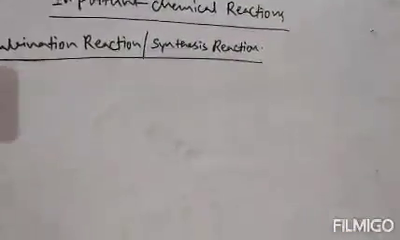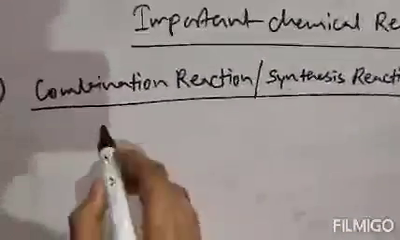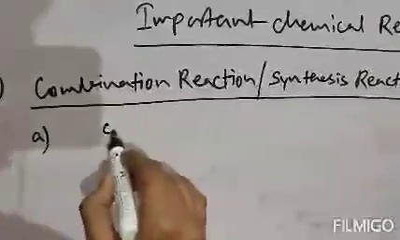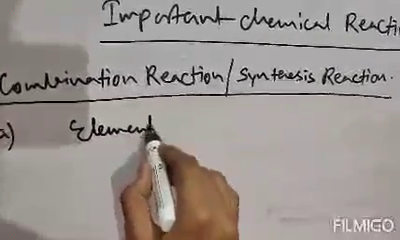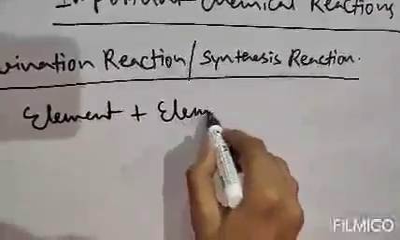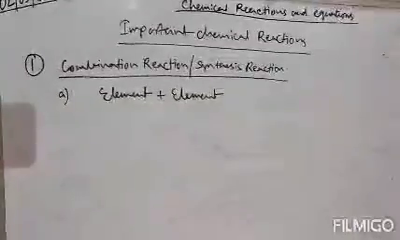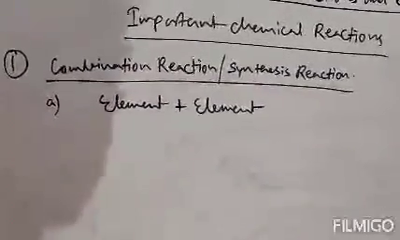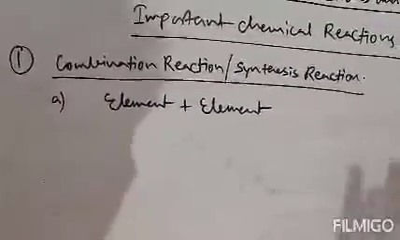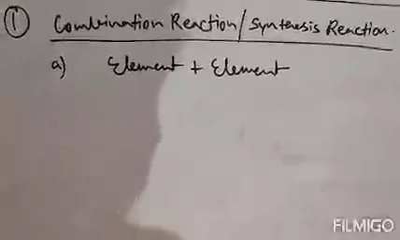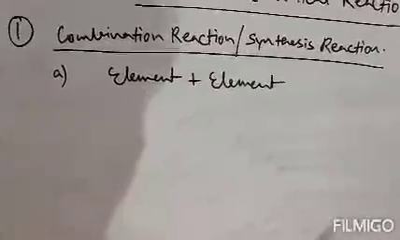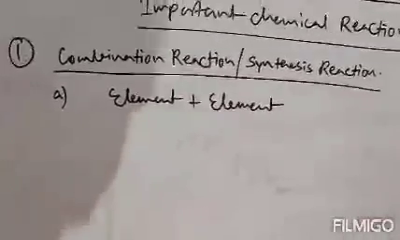Clear? Under this combination reaction or synthesis reaction, there are three categories. One is when one element combines with another element, that is, two elements combined. Here in this combination reaction, two elements can combine together, or one compound with one element can combine together, or two compounds combine together. Clear?